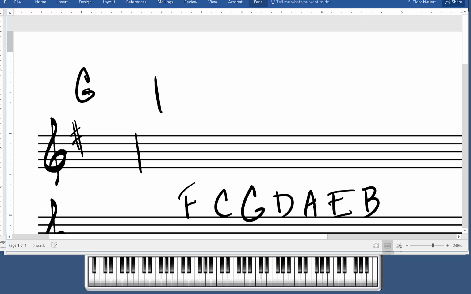What's the next? Can you remember what the next is? Well, I just wrote it in there, so whether you remember it or not, there it is. Key of D has 2 sharps.